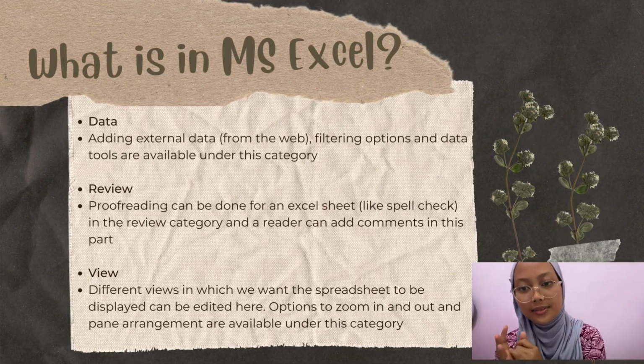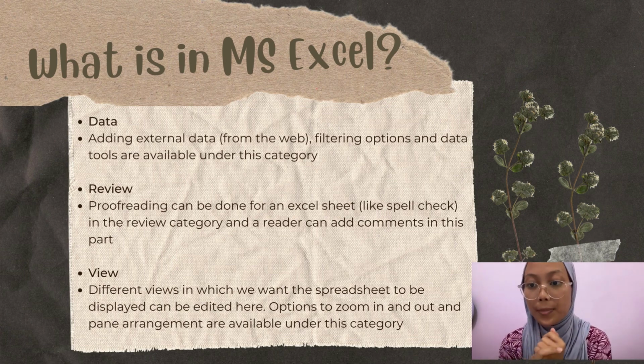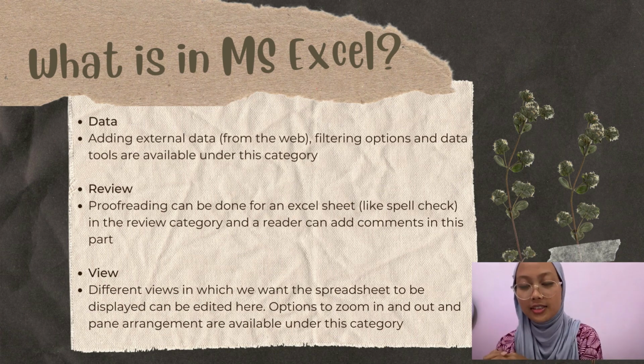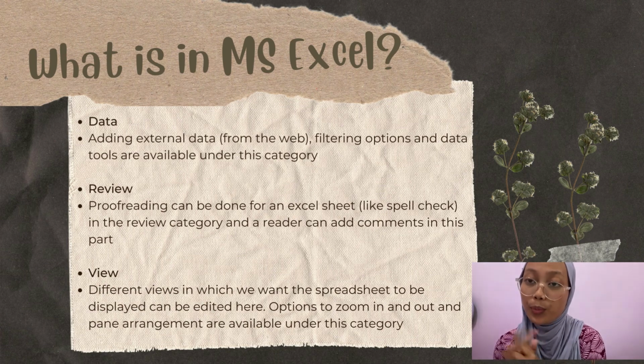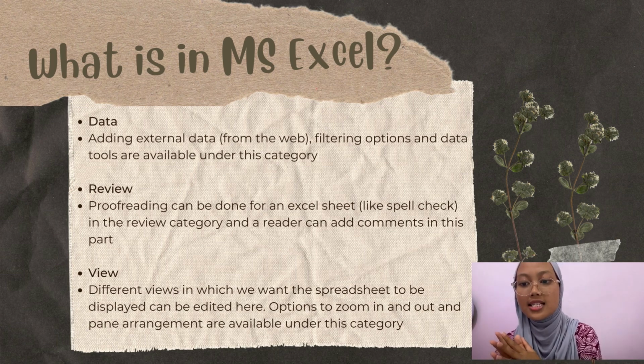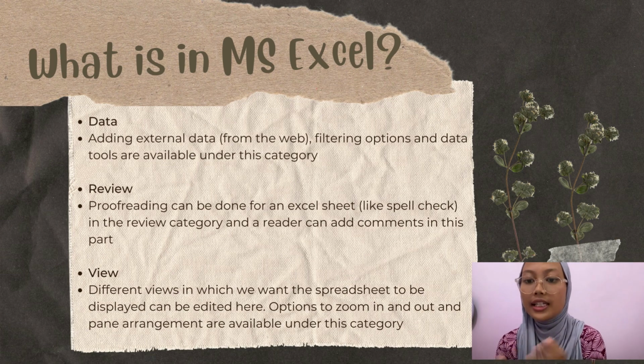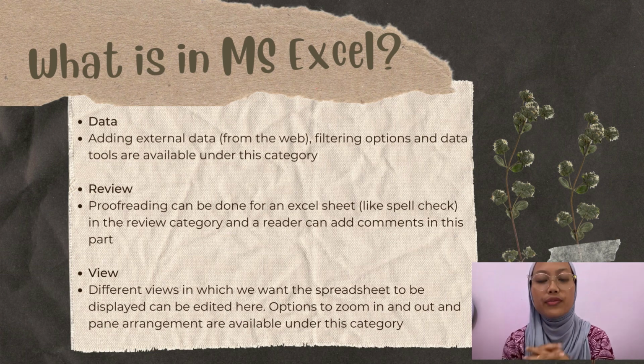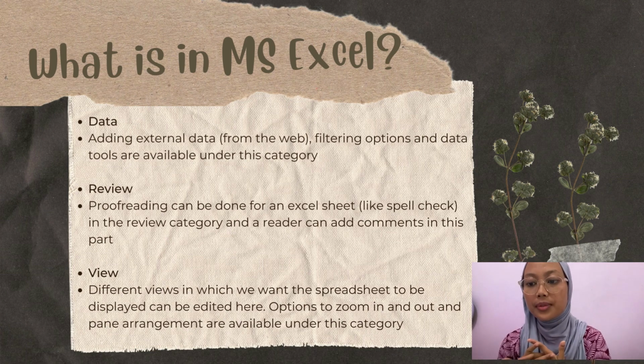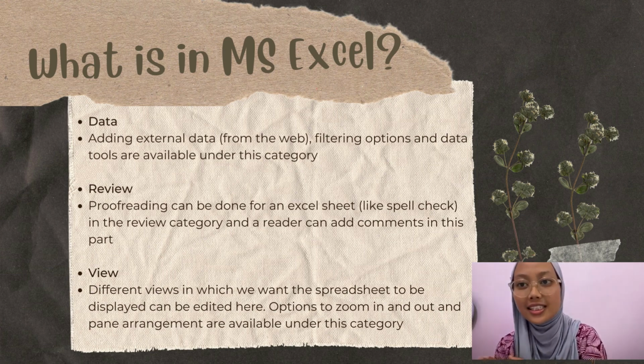Fifth, Data. Adding external data from the web, filtering options, and data tools are available under this category, which is data. Review. Proofreading can be done for an Excel sheet, like spell check, in the review category, and a reader can add comments in this part. And the last one is View. Different views in which we want the spreadsheet to be displayed can be edited here. Options like zoom in and zoom out and pane arrangement are available under this category.